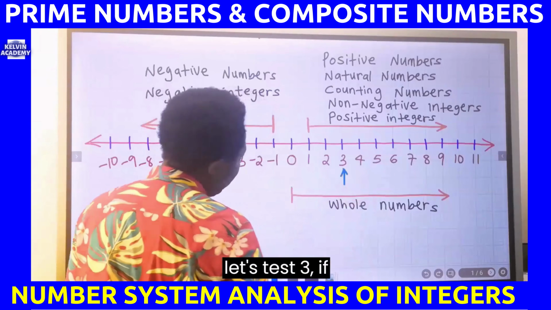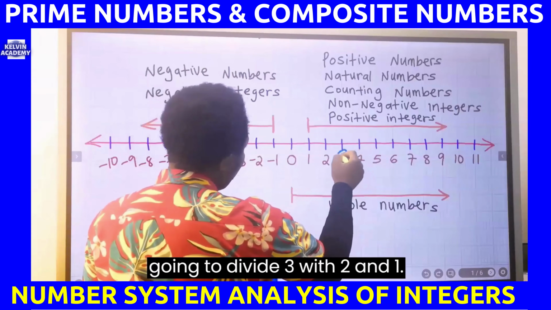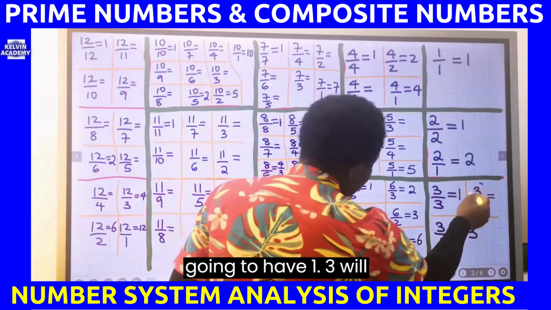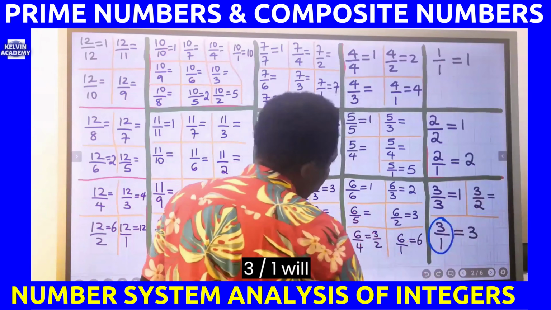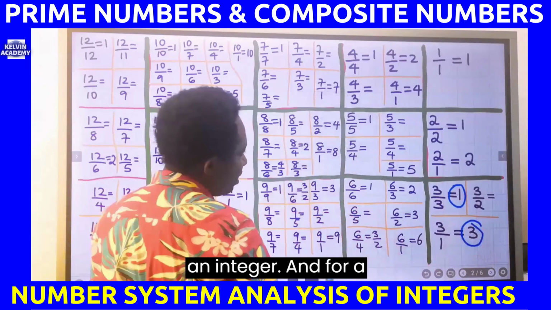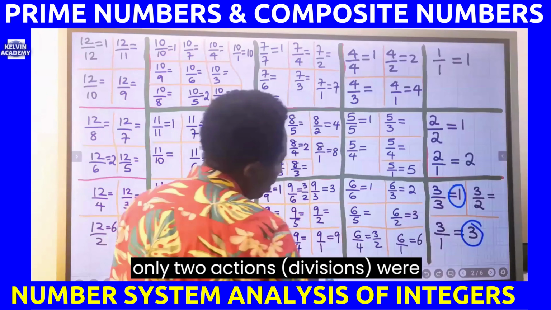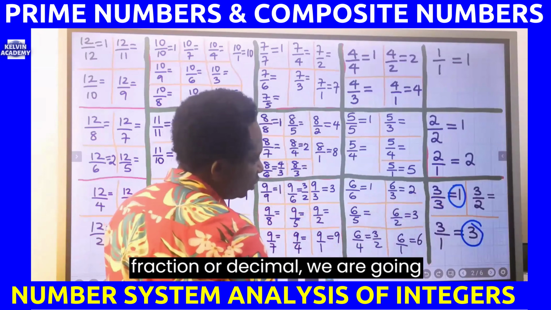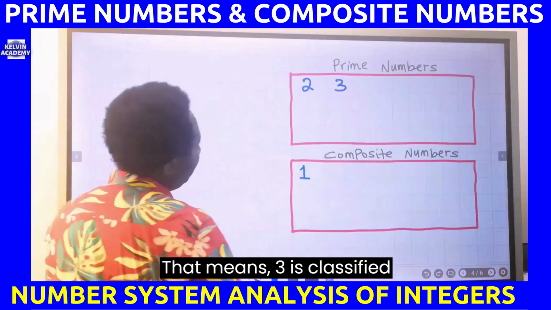Next, let's test 3. If 3 is a prime number or a composite number, we are going to divide 3 with 2 and 1. 3 will divide itself. We are going to have 1. 3 will divide 2. We are going to have a fraction. Hence, we ignore. 3 divided by 1 will return an integer. 2 actions were performed to return an integer. And for a number to be classified as a prime number, you can observe that only 2 actions were performed to return an integer. If it returns a fraction or decimal, we are going to ignore it. The number 3 satisfies the requirement. That means 3 is classified as a prime number.